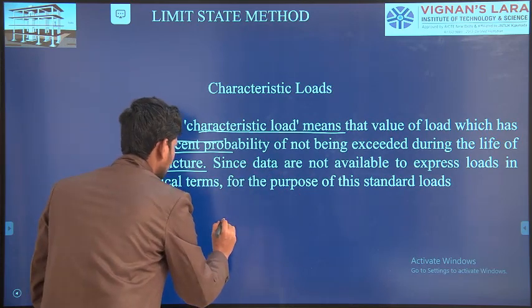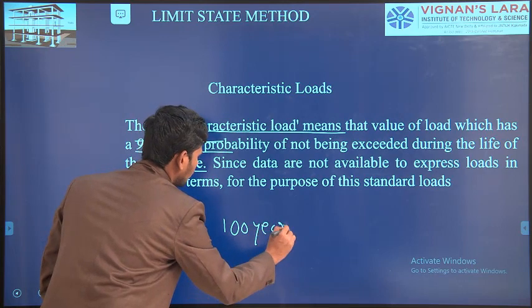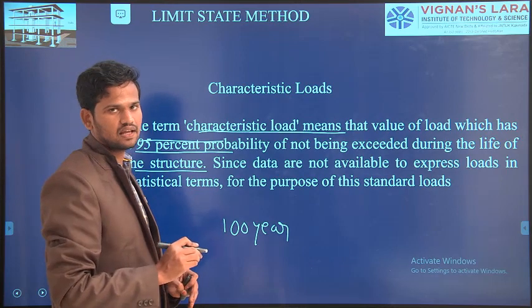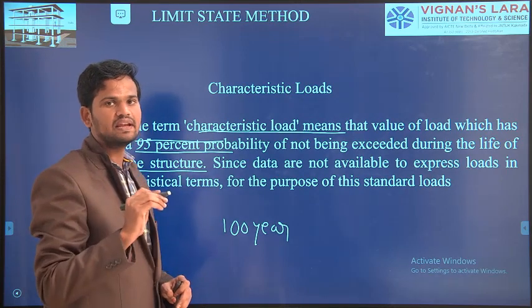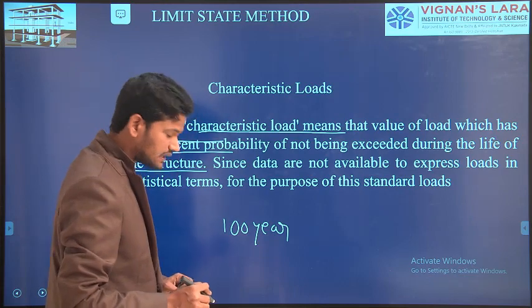Suppose you are constructing the building for 100 years. In 100 years, only 95% of loads are expected to act on the building. If you design the building in such a way, it will be called a characteristic load.